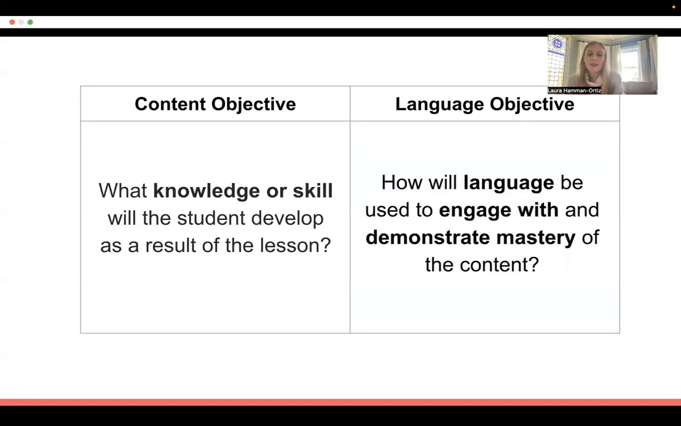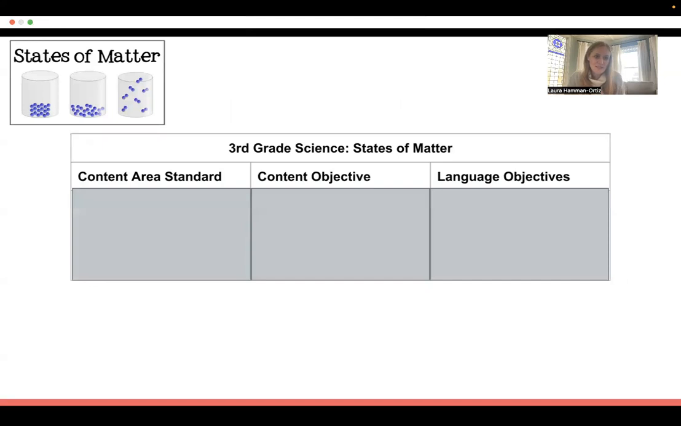A language objective, on the other hand, answers the question, how will language be used to engage with and demonstrate mastery of the content? Or what language are students learning and using to be able to engage with that knowledge or skill or show that they've mastered that knowledge or skill? So they're interconnected. Let's look at some examples.